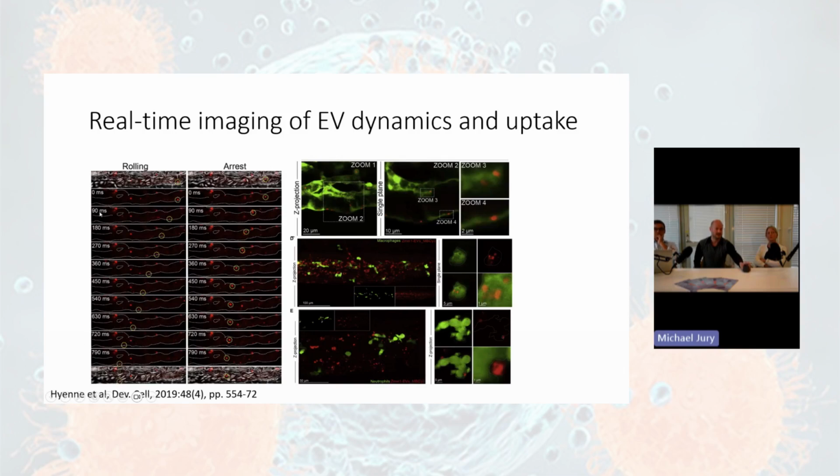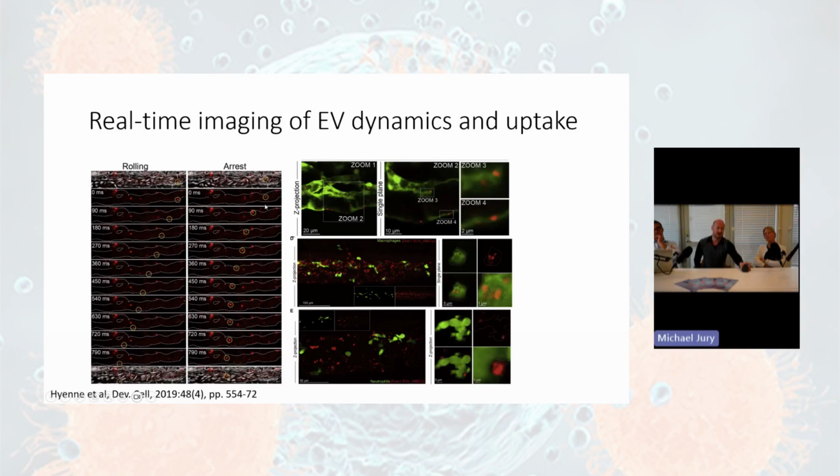You can see that you can take many images per second, basically, because it's a video, and then the speed of rolling and other dynamic details of EV transcytosis in this case, but it could also be other things. I will show you that to the left here, how they're taken up by cells instead.